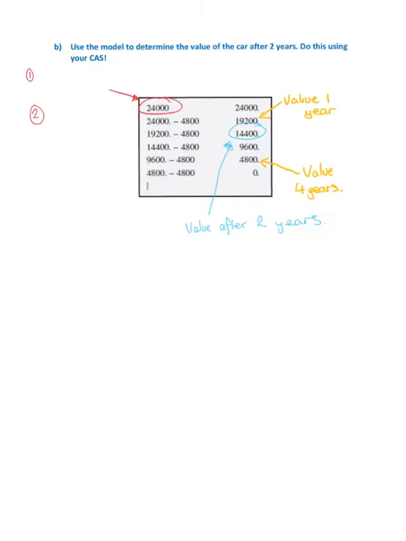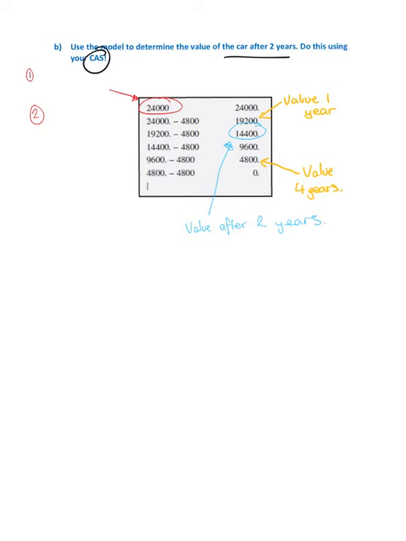Nice. The next part of the question says, use the model to determine the value of the car after 2 years. Do this using your CAS. Now you can always do this using your calculator. We've done some videos on that previously. If you're unsure, see the sequences. There's a video at the end of those notes.